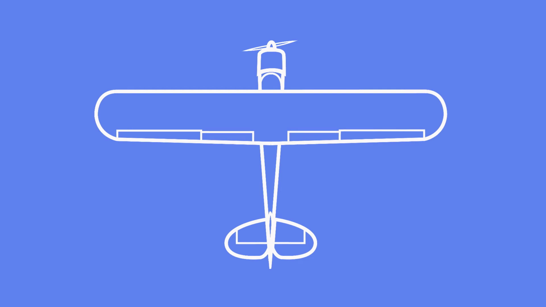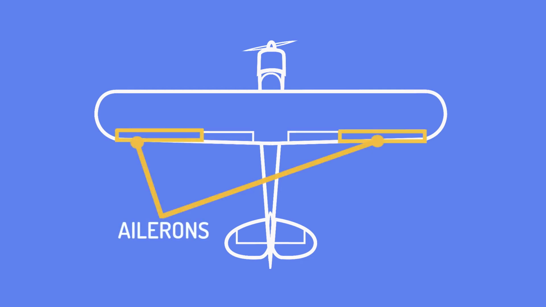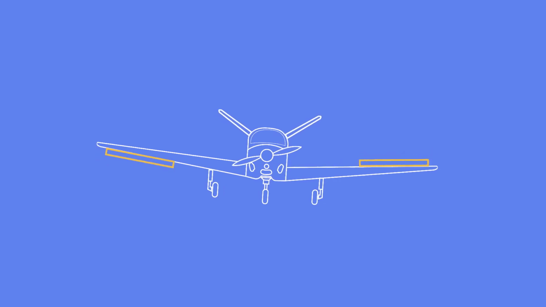wing. Ailerons are found on the trailing edge of the wing, typically closer to the wingtip, and control an aircraft's roll. Ailerons will move in opposite directions to each other. As one goes up, the other goes down.